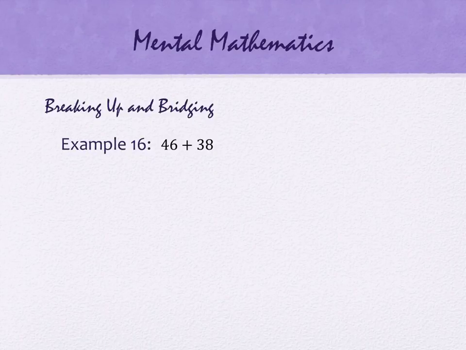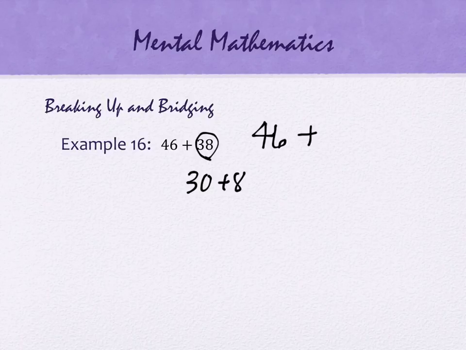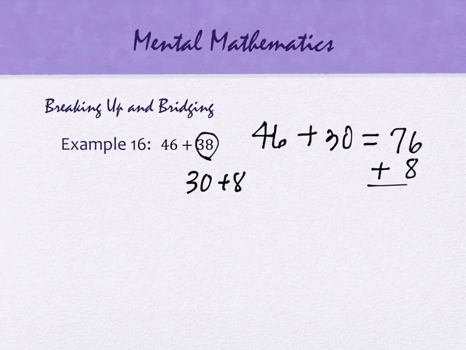The next one's called breaking up and bridging. So breaking up and bridging looks something like this. You don't change the 46 to being 40 and 6. You leave it as 46. But you do break up the 38 into 30 and 8. So you take the 46 and you add 30 to it, and you recognize 46 plus 30 is 76. Which means you've done most of the work, right? It doesn't get a whole lot bigger than that, because now what you need to do is add the 8 to the 76. 76 plus 8 is 84.